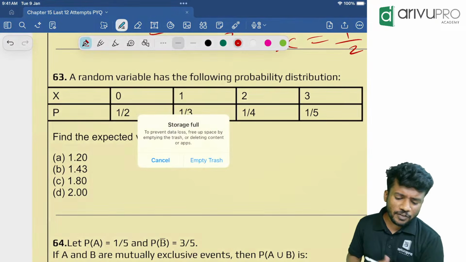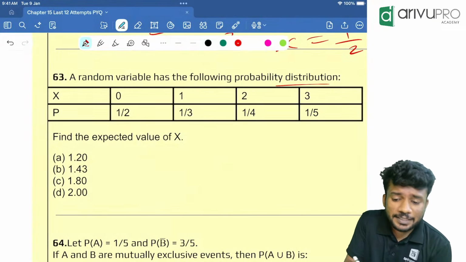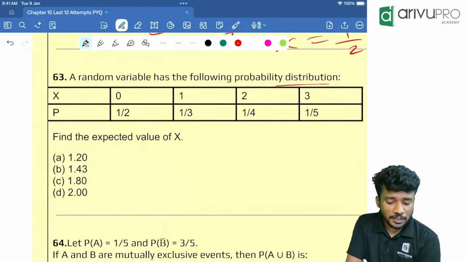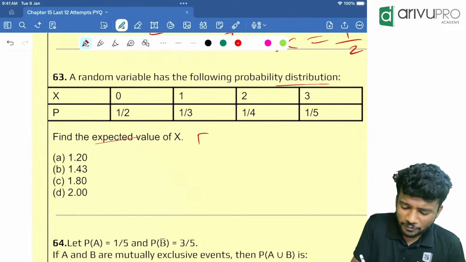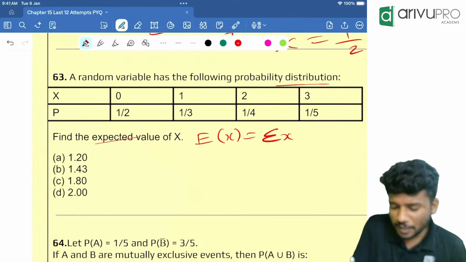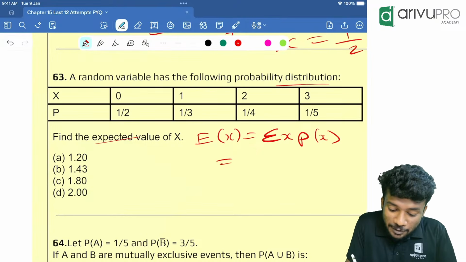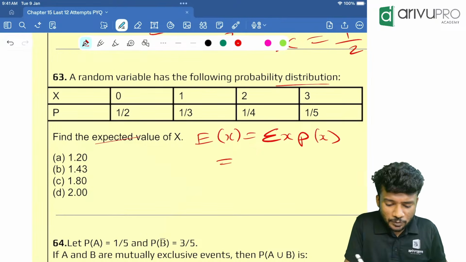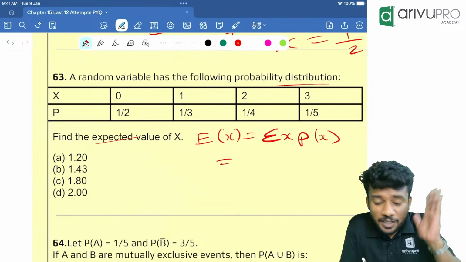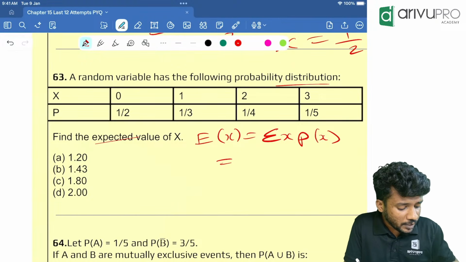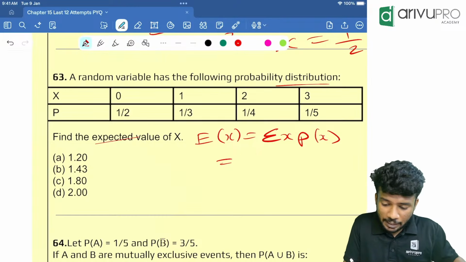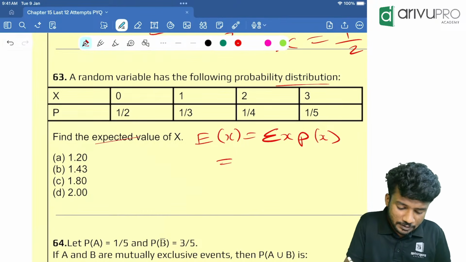A random variable has the following probability distribution. X and P values are given. Then we need to find the expected value. Very easy, right? What is the formula for E of X? E of X is nothing but sigma X into P of X. Take your calculator and do it. First one you can ignore because 0 into 1 by 2 is 0. Then 1 into, clear the memory, 1 into 1 divided by 3, M plus, 2 into 1 divided by 4, M plus, 3 into 1 divided by 5, M plus, finally click MRC. How much are you getting now?